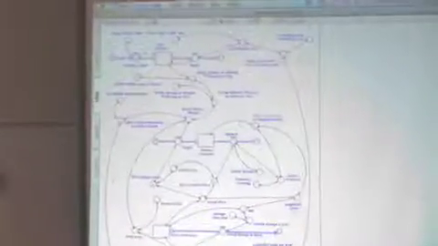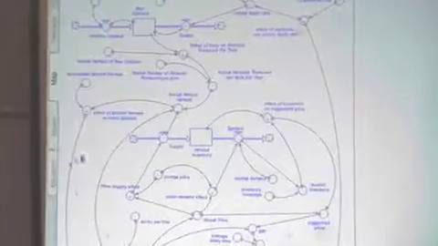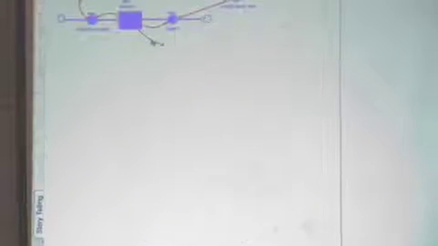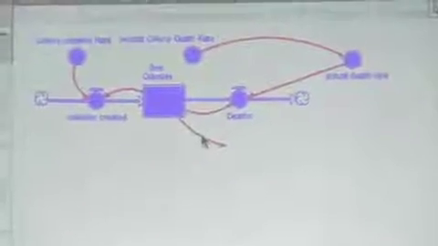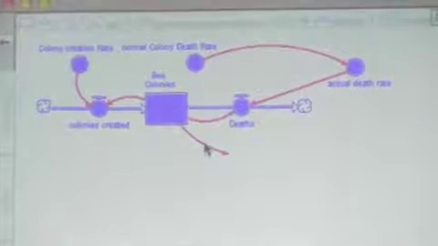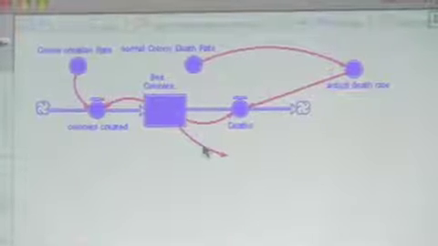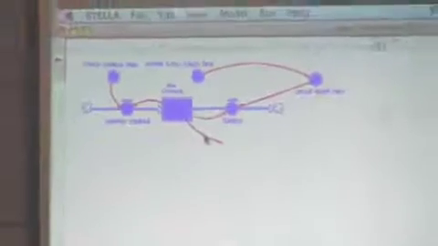Now our model. Now I'm going to talk about the model and how it all makes sense. The first thing that we considered was the population of bee colonies. To consider that, we looked at the rate at which they were created and the rate at which they died. We know that because of CCD, the death rate is going to increase and be greater than the creation rate, so the number of bee colonies will decrease.